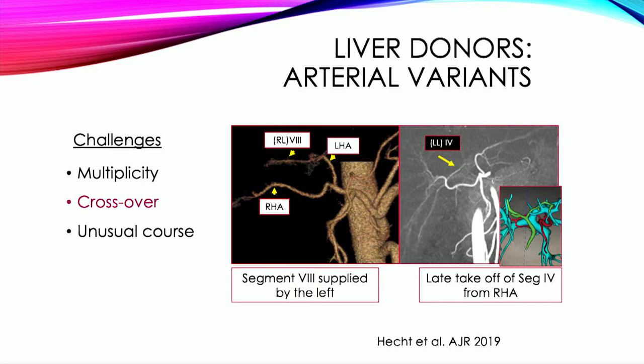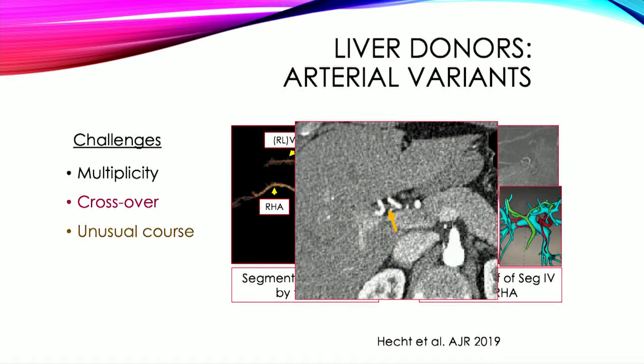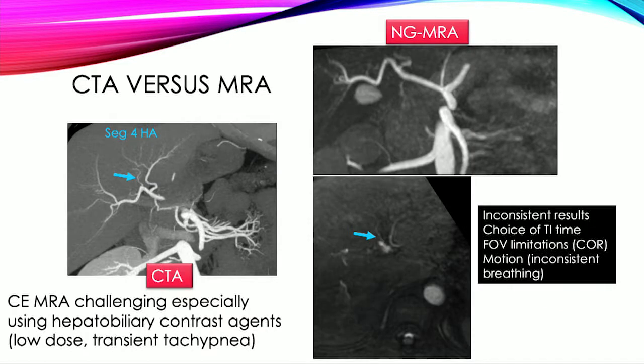person who's donating. And anytime there's an unusual course, this is a CT image, but it's trying to show, we've had a couple of cases like this where the hepatic artery wraps around the bile duct, making surgery very challenging. Unless they know that in advance, it could really complicate the surgery, and that's very important as well.